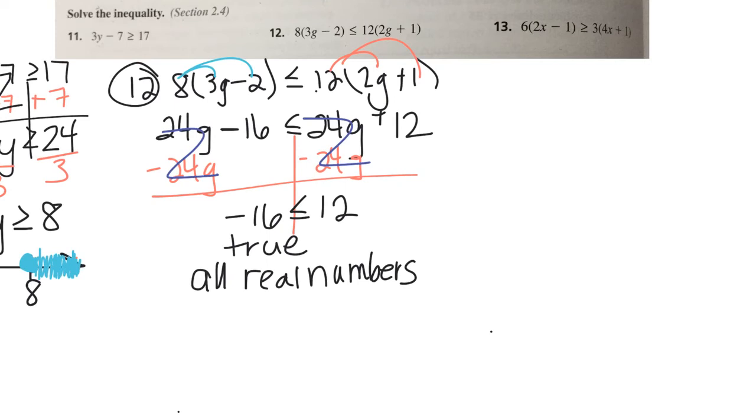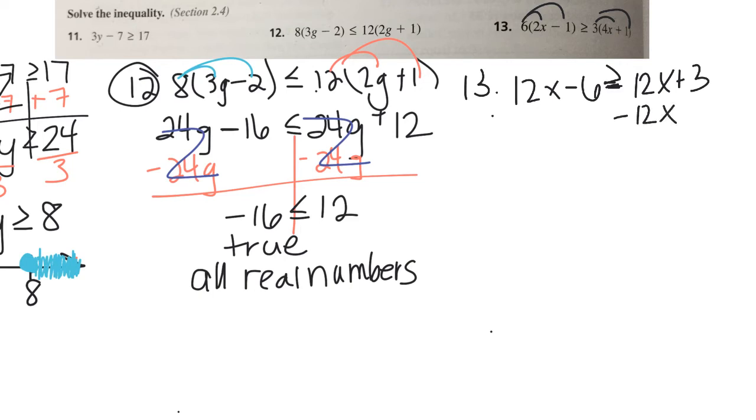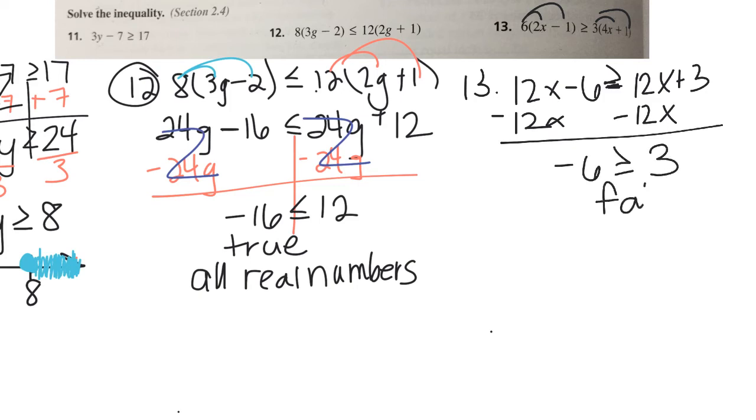Number 13. I'm also going to distribute. I get 12x minus 6. Distribute again. Is greater than or equal to 12x plus 3. And we subtract 12x, getting my variables on one side. Negative 6 is greater than or equal to positive 3. This is false, which means no value for x is going to work, and that is no solution.